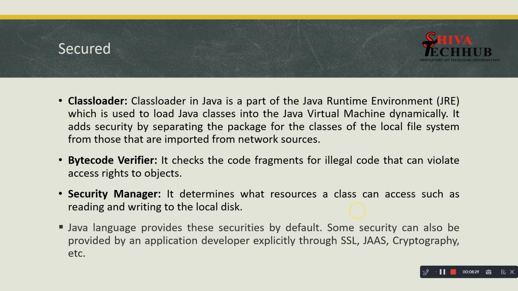Normally in most programs, this is not provided by default, but the Java language provides these securities, and some external security measures can also be explicitly specified by the application developer. Some of those security measures are SSL certificates, JAAS, cryptography, and many more. So these are some of the security features provided by Java. That is why we call it a secure programming language.